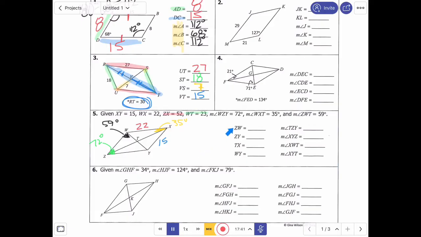So when I'm finding the side length of ZW, that is this side of the parallelogram that's opposite from 15. So ZW also has to be 15. Make sure when you're finding actual sides that you're just finding side lengths and not using angle measures. These should all be side lengths. These should all be angle measures in degrees. So for ZW, it's 15. Okay. For ZY, ZY would be opposite from WX. So ZY is also going to be 22.